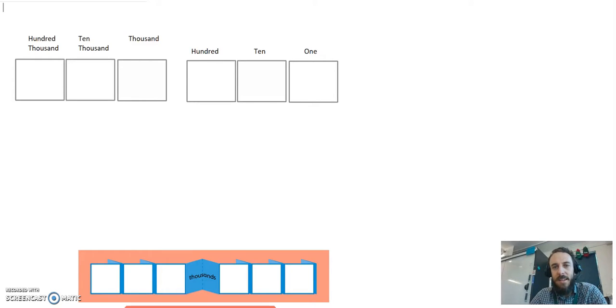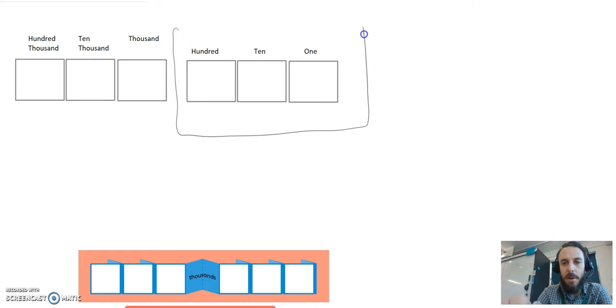Guys, today we're looking at six-digit numbers, and we're going to start off pretty simply, just working through the language that we need to use and making sure everyone's on the same page with their understanding of how these bigger numbers work. So I want to start by looking at this little section here. You can see this box here.